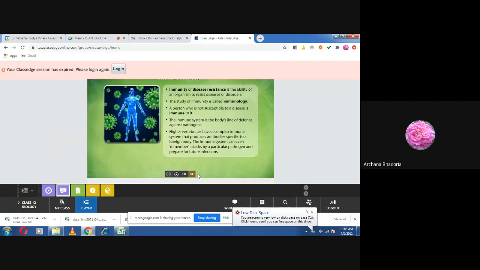The immunity, the resistance power, is developed by one system of our body, and we call that system the immune system. There are many components of the immune system. One by one, we will try to understand. You can note down what is immunity. It is the disease resistance, that is the ability of an organism to resist the diseases or disorders.